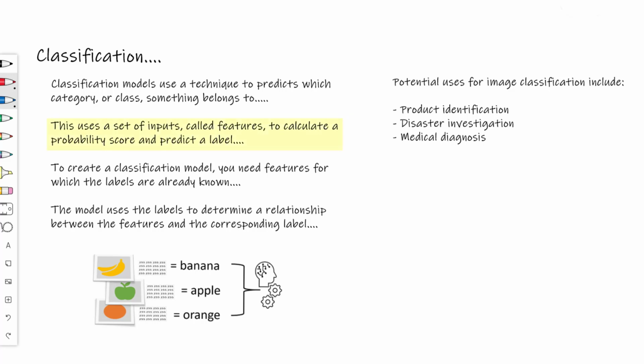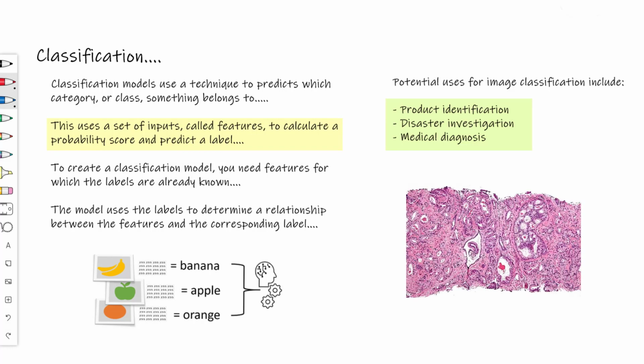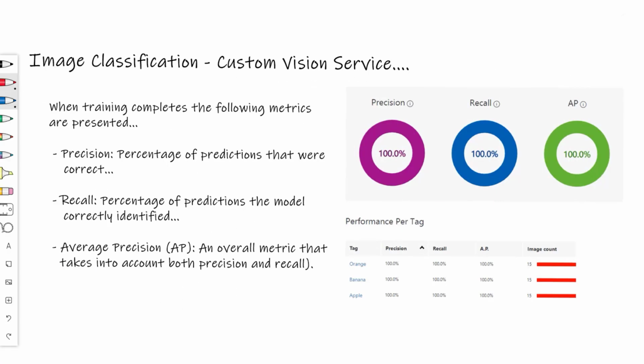Remember, this is supervised learning. We'll define a set of inputs or features, and from that we can calculate a probability score and predict a label. And if you think about it, this could be used in a variety of applications, from product identification to disaster investigation, or even helping medical professionals detect cancerous cells in patients. We perform image classification using the Custom Vision service. Again, this is much easier than when we wrote our own model and means that people with little or no machine learning expertise can create an effective solution.